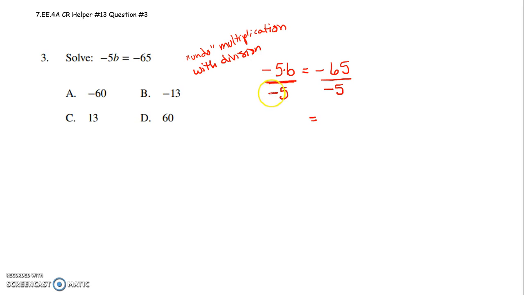Negative divided by a negative is a positive. 5 divided by 5 is 1. So you can write this as a positive 1b. Positive 1b equals negative divided by a negative is a positive. 65 divided by 5 is 13.